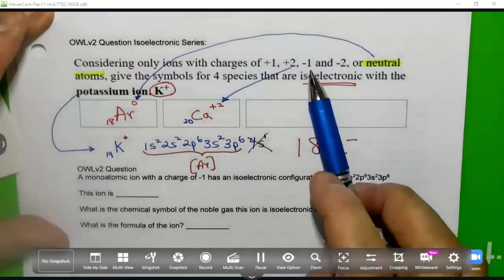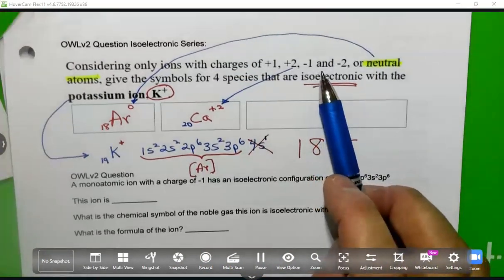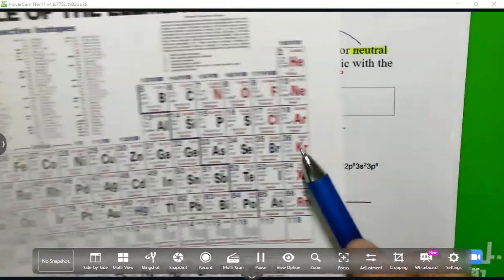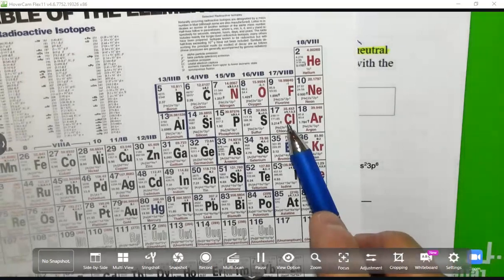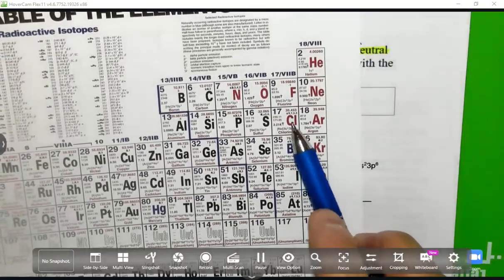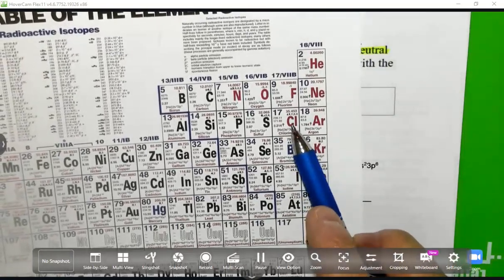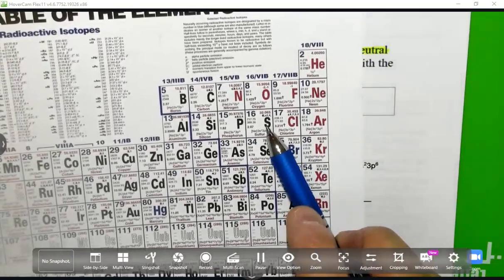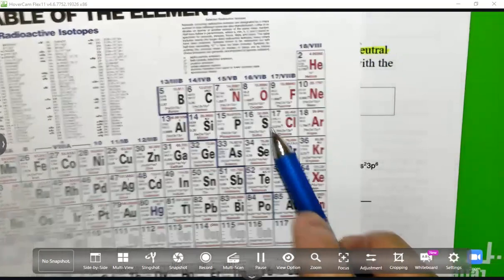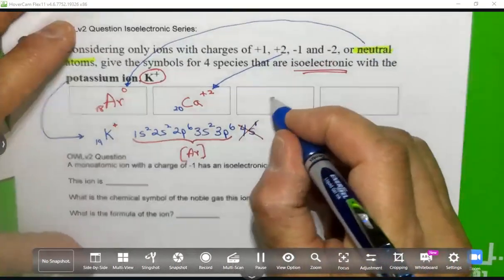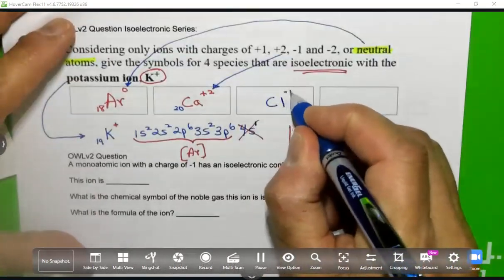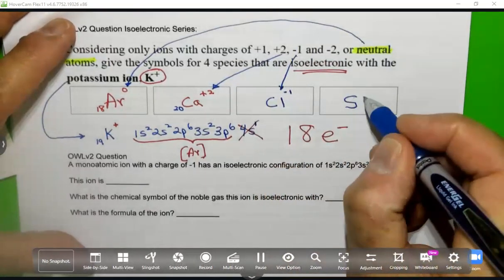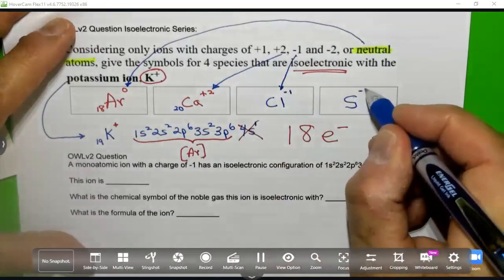What's my -1? I've got to have 18 electrons. That's going to be chlorine, correct? Chlorine would add an electron, and my -2 would be sulfur, which would add 2 electrons. So I would have chloride as my -1, and sulfide would be my -2.